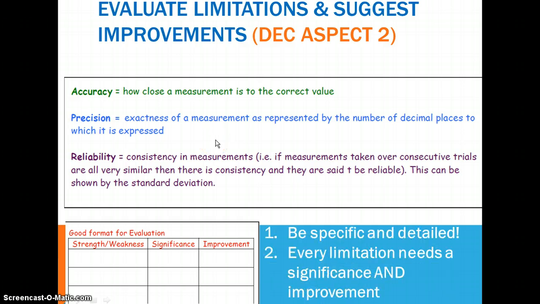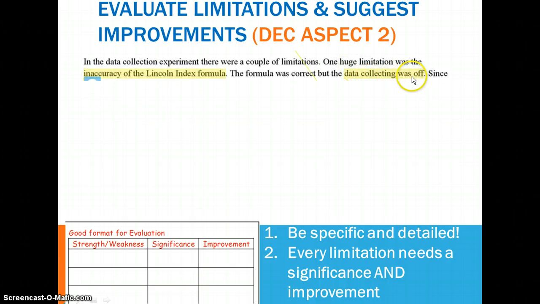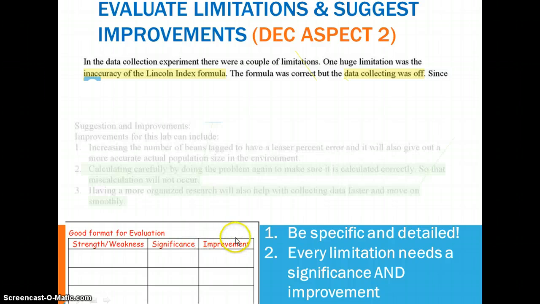Overall, here are the important things to keep track of. Be specific, be detailed, and every limitation needs a significance and improvements. And I really believe strongly in this format. Here are some examples that aren't so strong. Oh, the data collecting was off. Well, why was it off? What's the significance of that? How will you do that better?